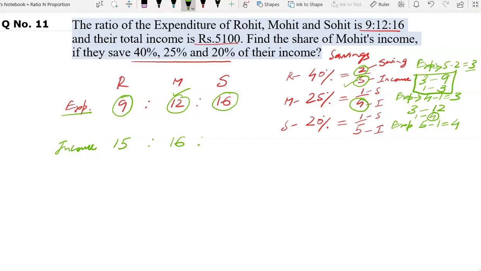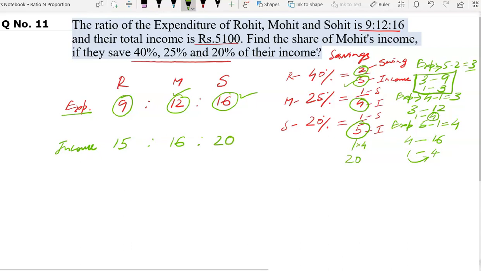In the same way, Sohit's expenditure is 4 units. Now 4 units represent 16. So 1 unit will represent 16 divided by 4, which is 4. Now income is 5 units. 1 unit represents 4, so 5 units will represent 5 into 4, which is 20. So income is in the ratio of 15:16:20.